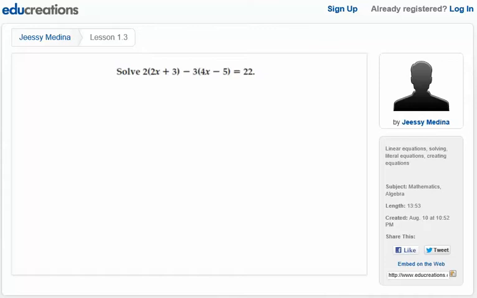Alright, so we have a new example, and hopefully I'll solve this one without making a blunder. With this one, it's an equation because we have an equal sign. And we also have to use our distributive rule. So we have to distribute this 2 into this parentheses right here, and we'll get 4x plus 6. And we'll have to distribute this negative 3 into this parentheses. So we'll get negative 12x plus 15 equals 22.